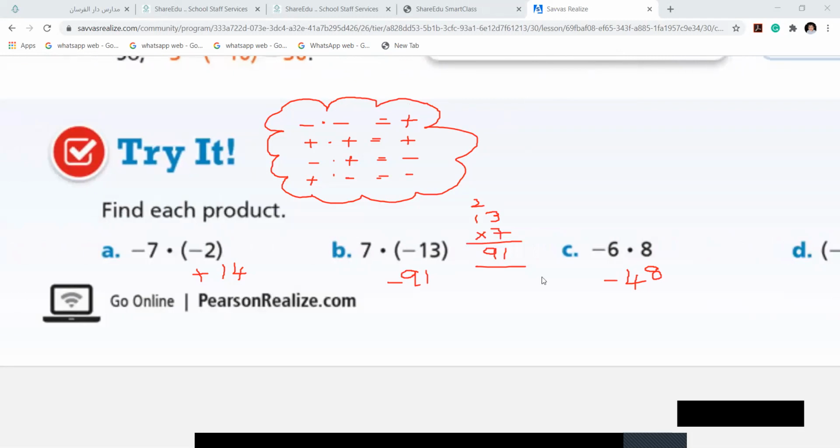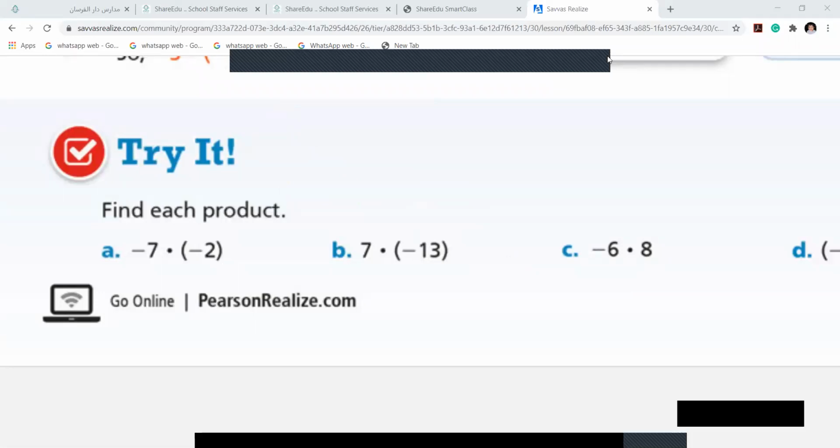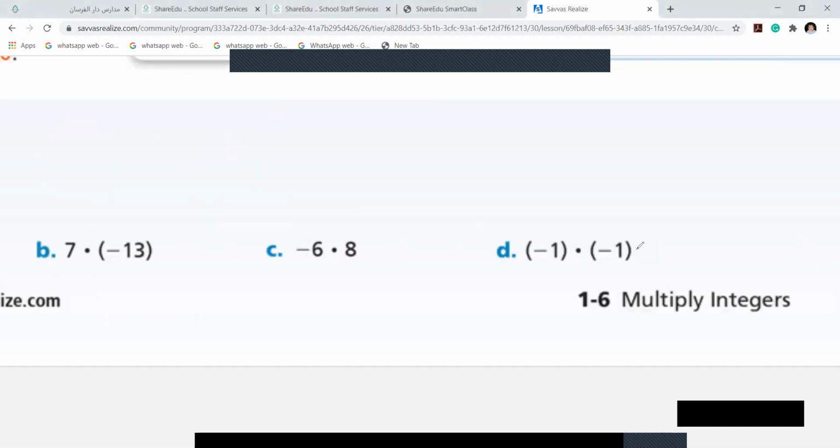Let me erase it first. Okay, when I go to D here, who will tell me 1 times 1, what is it? Yes, Dana? 1 times 1, what is it? 1. And if it is the same sign, minus and minus, what do I have to put here? Plus. Plus or nothing. If you want to put plus, or even if you write the answer as 1, that's correct. Okay? Did you get the concept of multiplying integers?